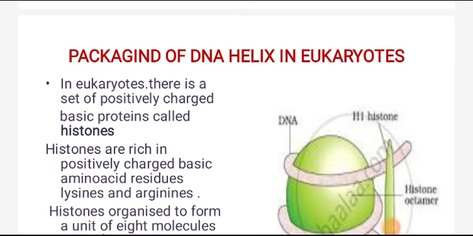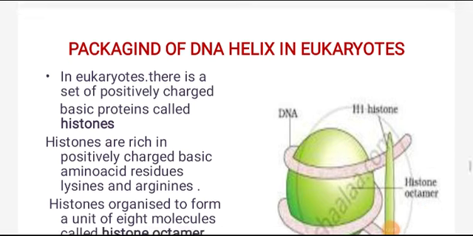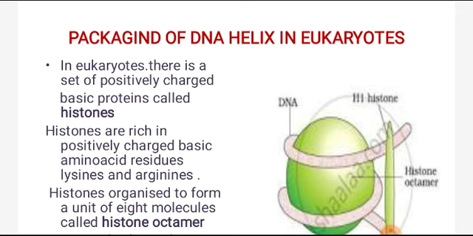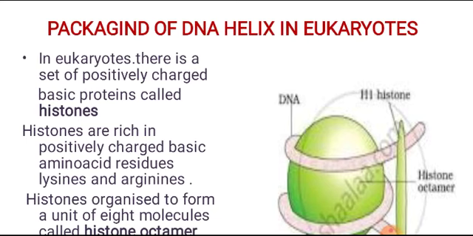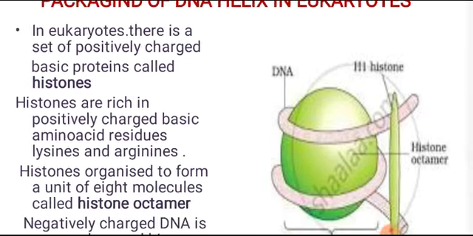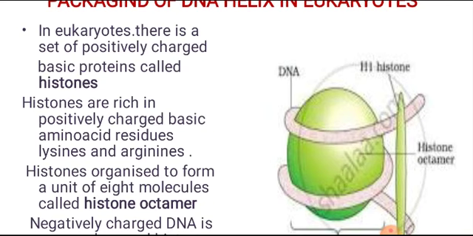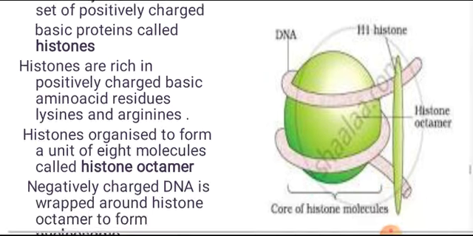Here we see the packaging of the DNA helix in eukaryotes. In eukaryotes, there is a set of positively charged basic proteins called histones. Histones are positively charged basic proteins present in eukaryotes. They are rich in positively charged basic amino acid residues, lysines and arginines.